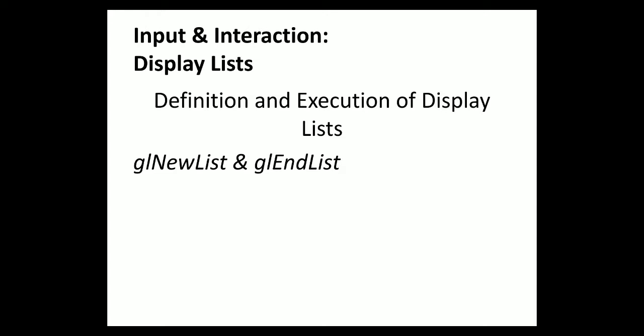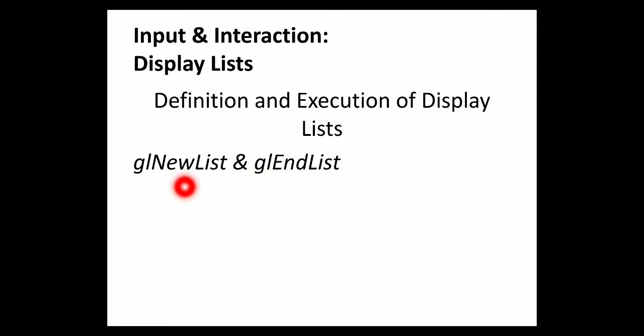So how do we deal with these lists? There are two basic functions used for generation of a particular list: glNewList and glEndList. glNewList represents the beginning of the definition of a list. The list is nothing but the display list, the one which is defining a particular object. glEndList represents the end of the definition of the list.